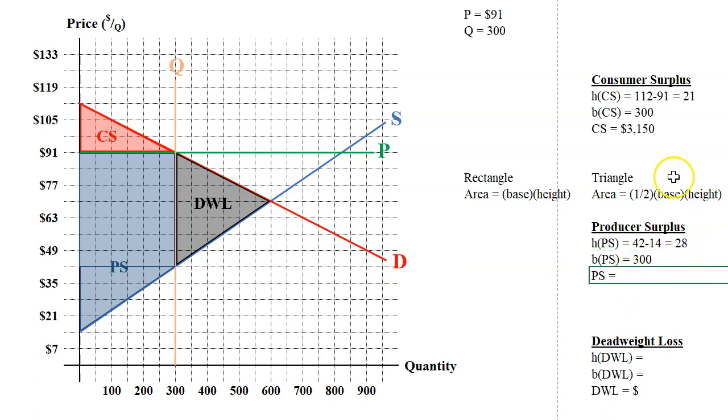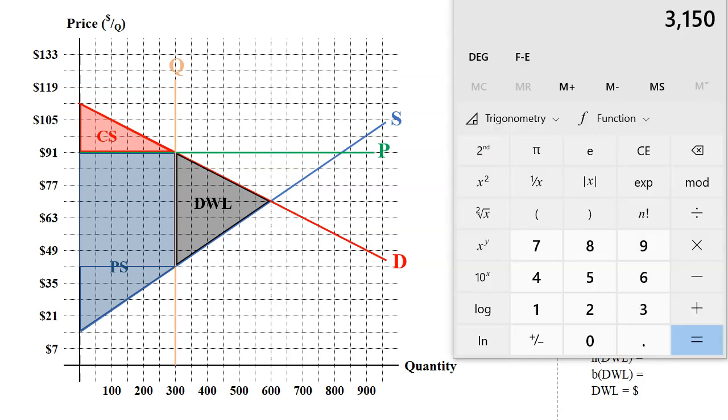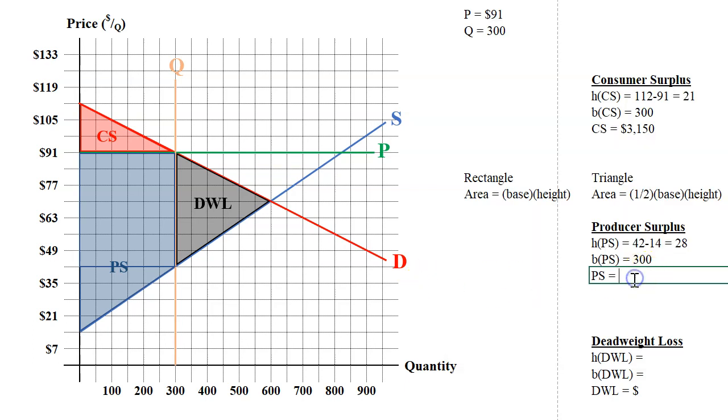And so now the area is going to be 1/2 times base, which is 300, times height, which is 28. So let's go here. We're going to do 0.5 times base, 300, times height, which is 28. And that's going to give us 4,200, okay? So producer surplus, now, it's not 4,200 because 4,200 really is only just this triangle. Now we have to do over here, we have to do the area of this rectangle.